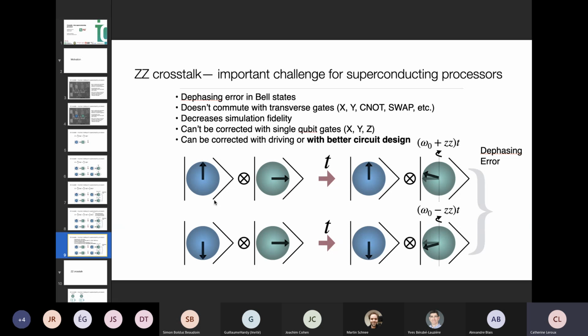The thing is that this dephasing error arises in entangled states, so in the Bell states, and it doesn't commute with transverse gates, so I mean X, Y, CZ, and even swap gates. So it has some entangling power when mixed with transverse operations, and really this decreases the simulation fidelity. Also, it cannot be corrected with single qubit gates. It can, however, be corrected with proper driving schemes, echo measurements, and so on. But more importantly, it can be reduced with better circuit design. And that is the subject of this talk.